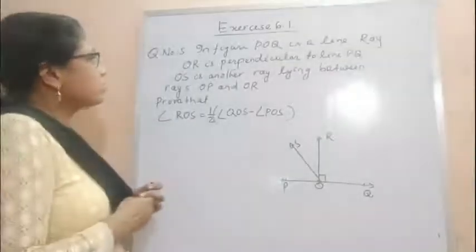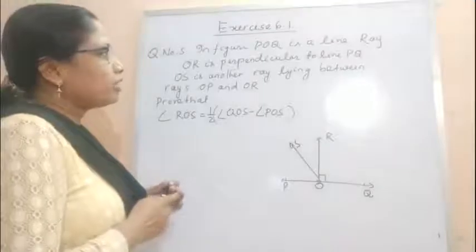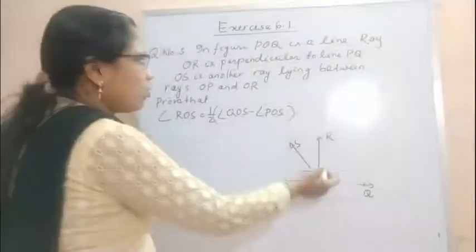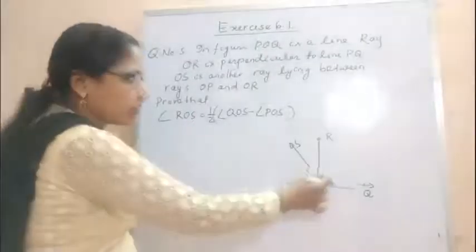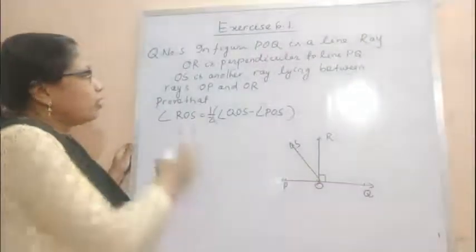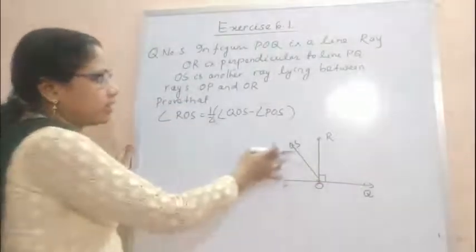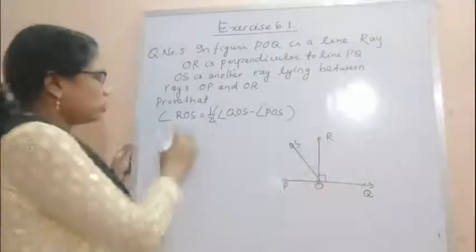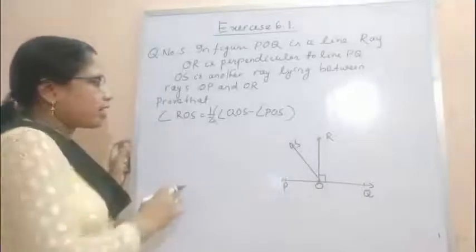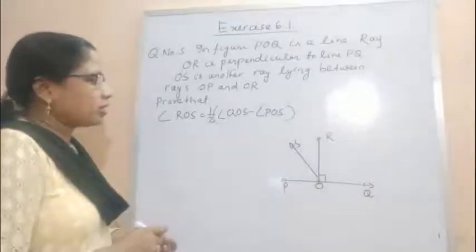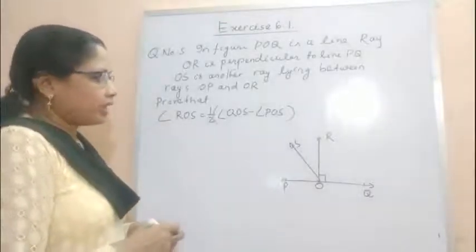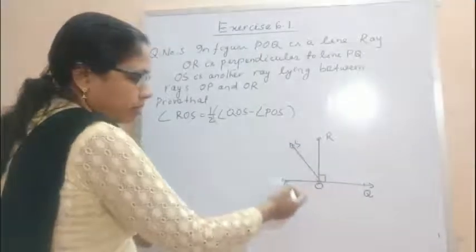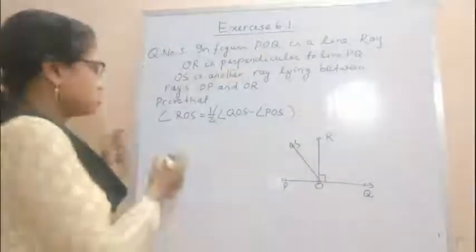So next question, in the figure POQ is a line. Ray OR is perpendicular to the line PQ. OS is another ray lying between rays OP and OR. So prove that angle ROS is equal to half of angle QOS minus angle POS. So solution.